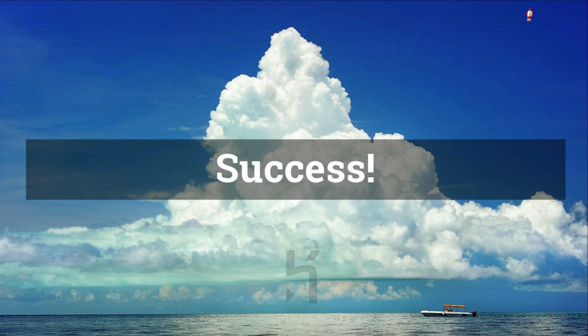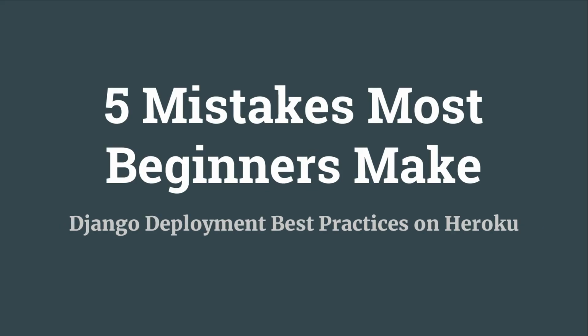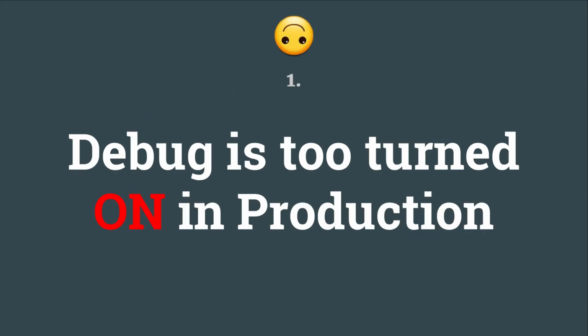Congratulations! Now that you know how easy it is to deploy, it can get addictive. But what's more dangerous is how many mistakes we made while deploying. Yes, right now. Some of these are big security holes. So let's look at the top 5 mistakes while deploying Django applications on Heroku in our post-deployment section and how to fix them. Debug is turned on in production.